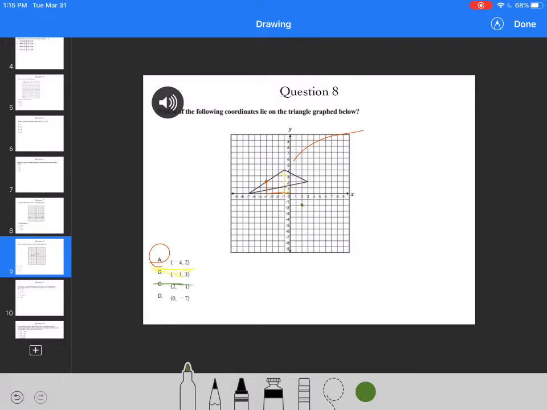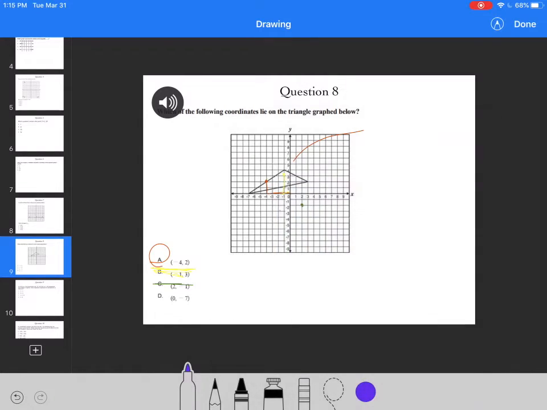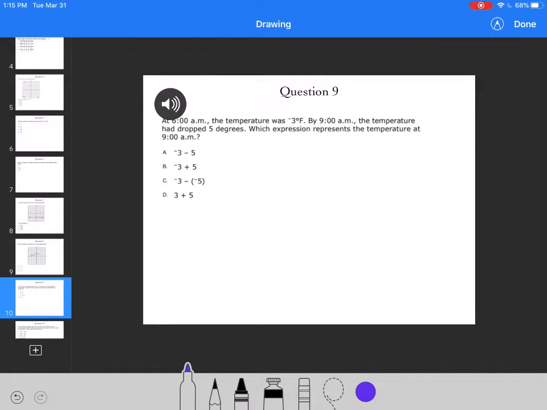All right, and then 0, -7. I'm going to switch colors one more time. So 0, I start at the origin, it doesn't. -7, that's nowhere near the triangle. So D's out, so my answer should have been A.